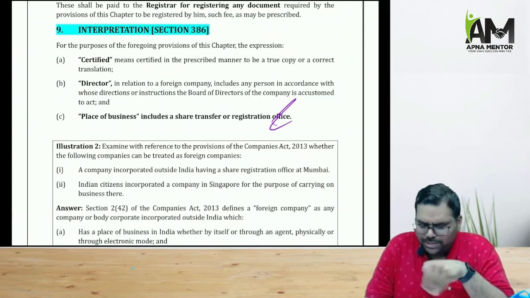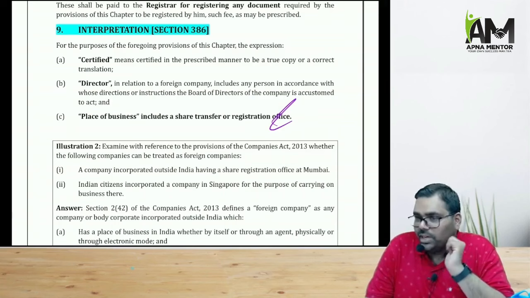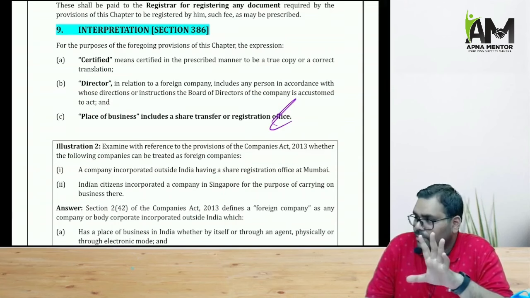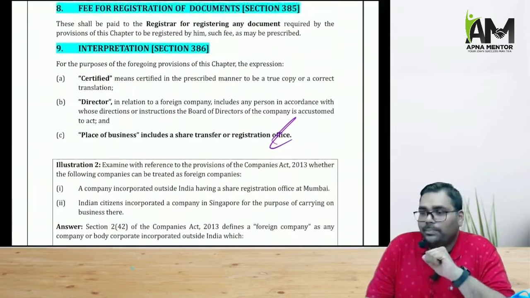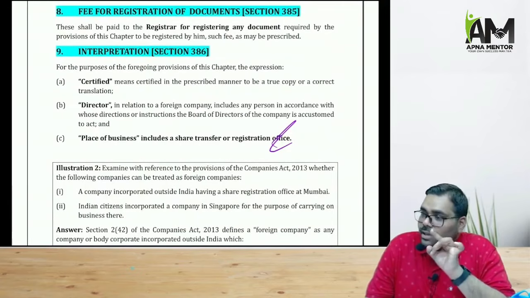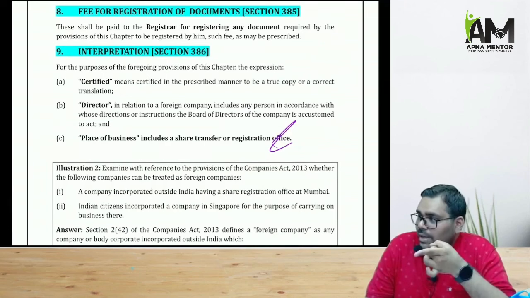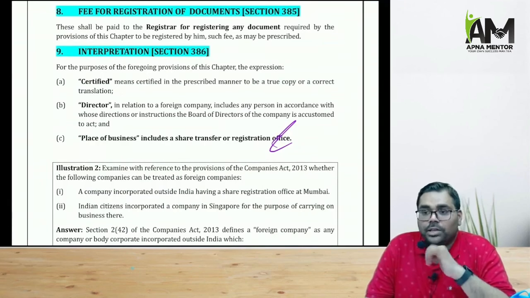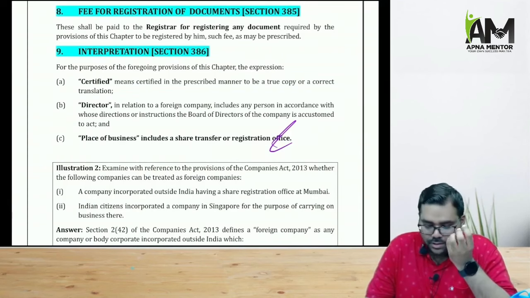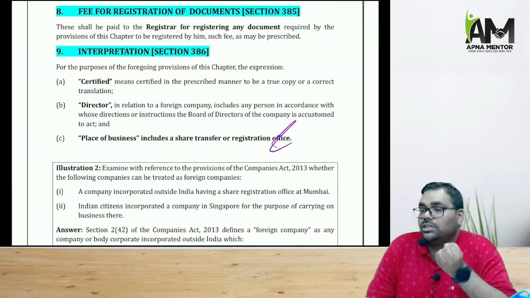Now this concept is not so relevant. But what used to happen practically earlier? Nowadays, when you have to transfer shares, you just do it online. But earlier there used to be a physical office, a share transfer office. You used to go to that office and get your share registered and transferred. So that is known as the share transfer or registration office.